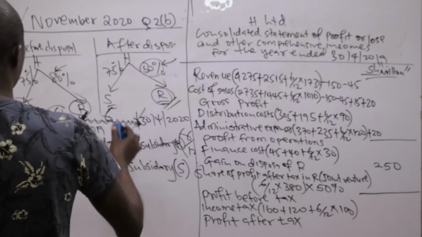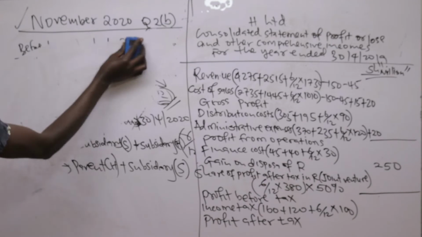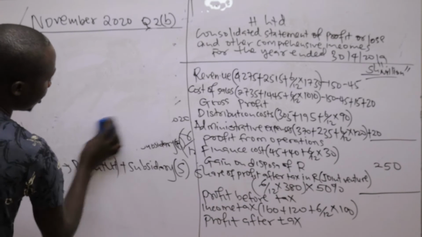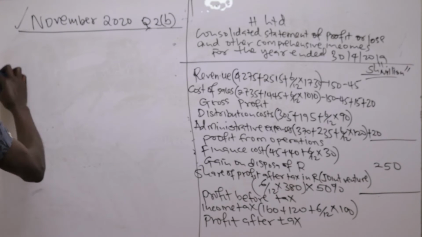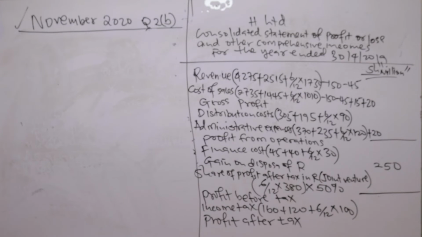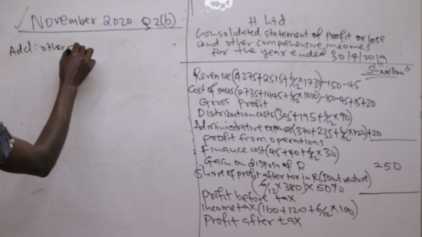After getting profit after tax, I can see there were other comprehensive incomes to be added there. So what you do here, you say add other comprehensive incomes.